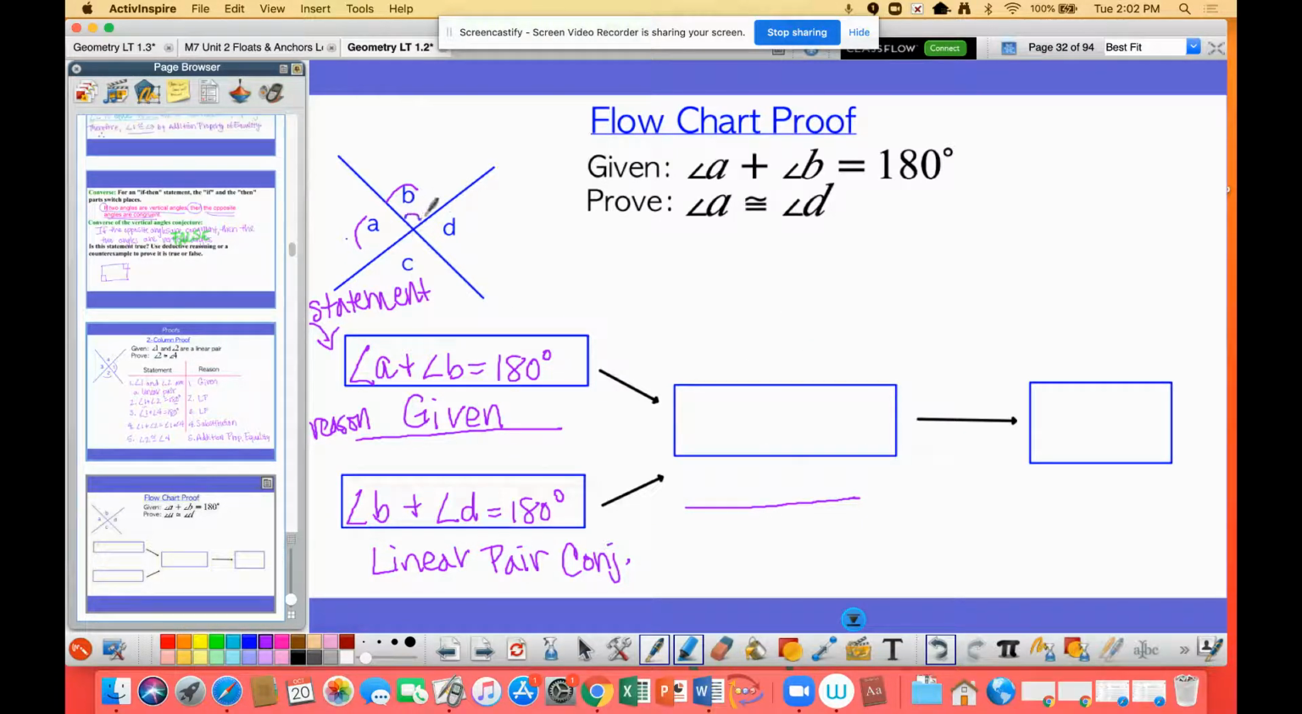If I know that those are 180 degrees, now I can say, well, they're both 180, so that means they have to be equal to each other. So angle A plus angle B has to be equal to angle B plus angle D. And the reason for this would be substitution. If we were solving this algebraically, we would subtract angle B from each side, and we would have angle A is congruent to angle D, and our reason for this would be addition property of equality.